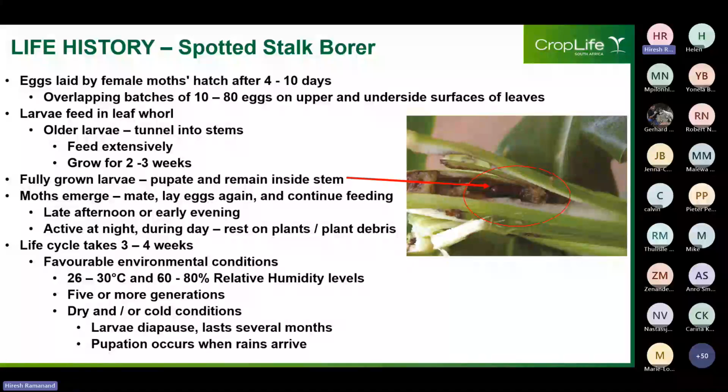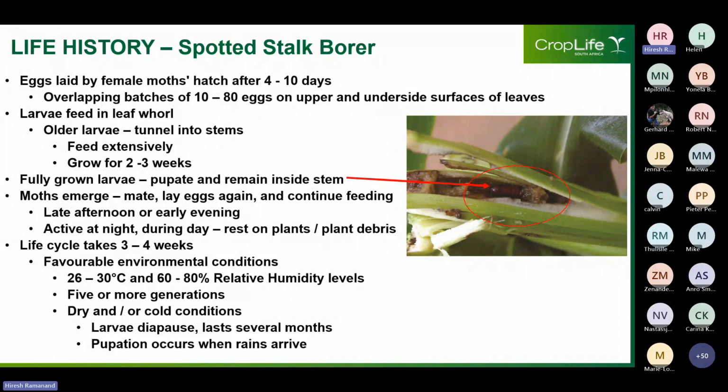Moths emerge after 7 to 14 days and live for 3 to 8 days, during which time they mate and lay eggs again. During the dry, cold periods, typically characterized by the winter months in the summer growing regions, and like Busseola fusca, larvae of Chilo partellus generally enter a state of suspended development. Again, the term used to refer to this is diapause, which lasts for several months. Pupation will only take place when the rains arrive.